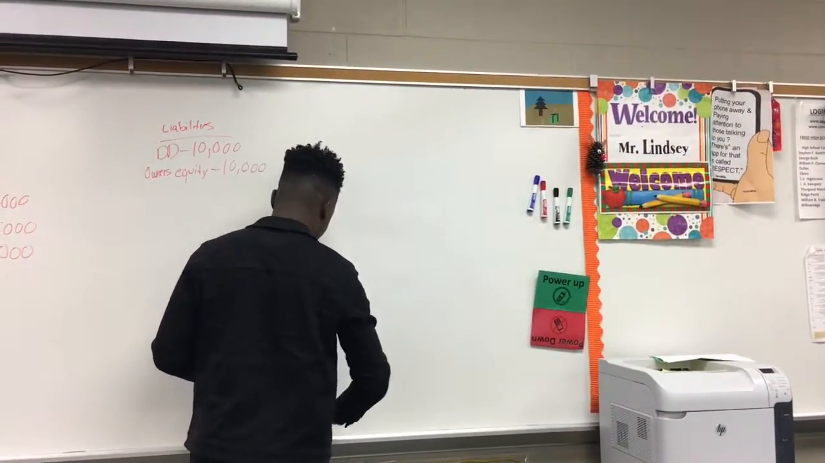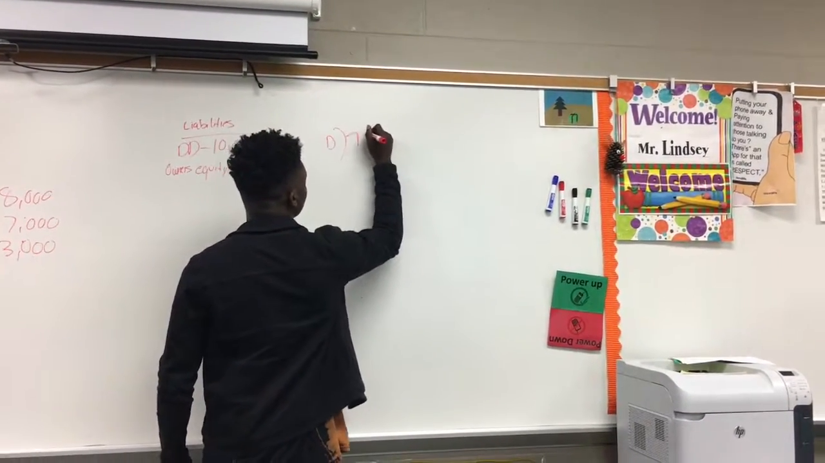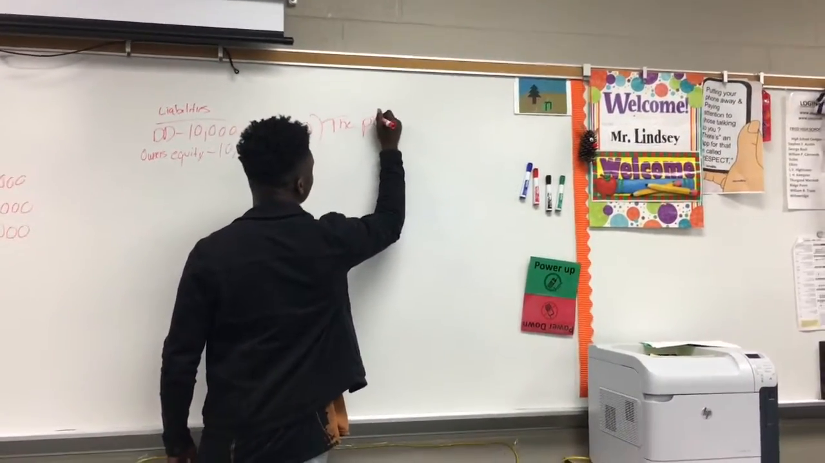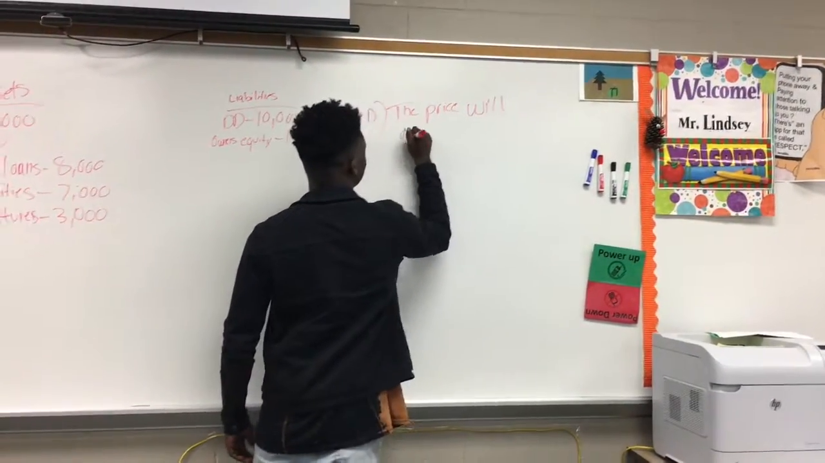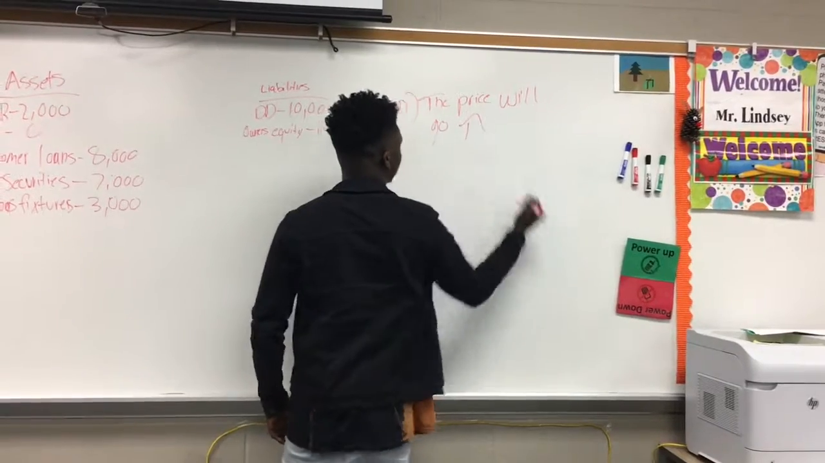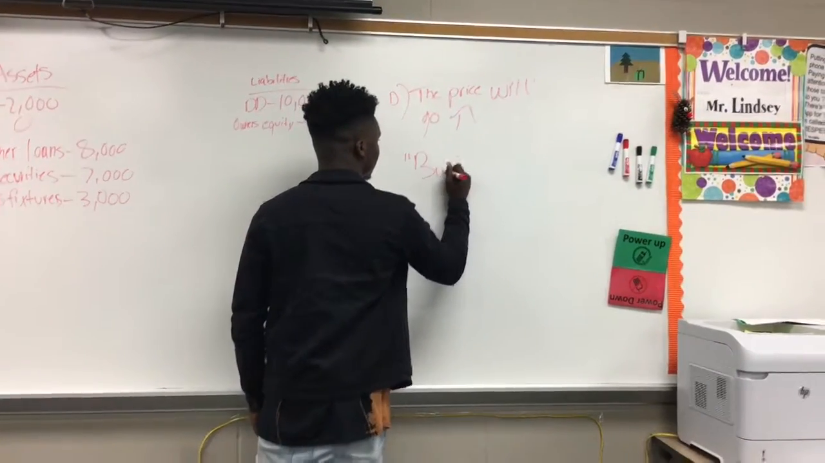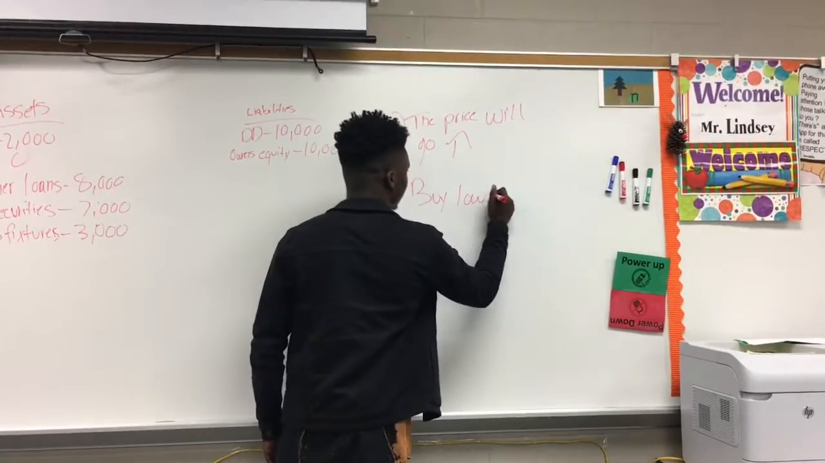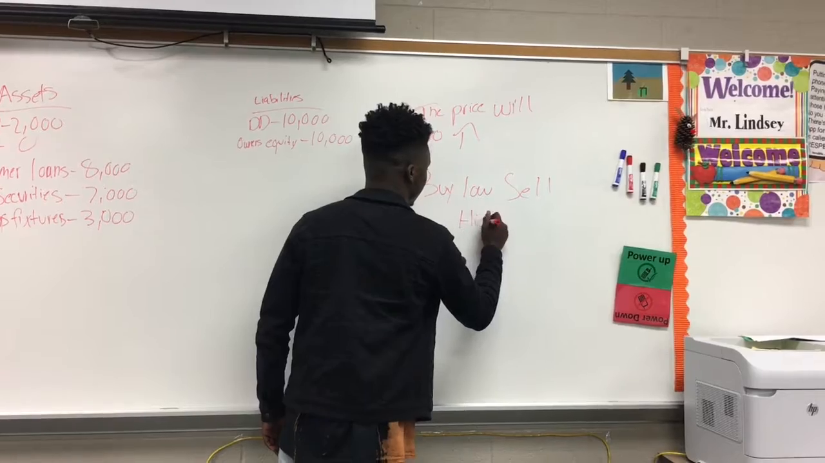Question D is concerning an open market operation, which is the Federal Reserve purchasing bonds, which is an expansionary policy. The question says, when the Federal Reserve purchases bonds, what will happen to the price of bonds on the open market? The answer is they will increase, because when you buy low, you will sell high. The quote is pretty self-explanatory.